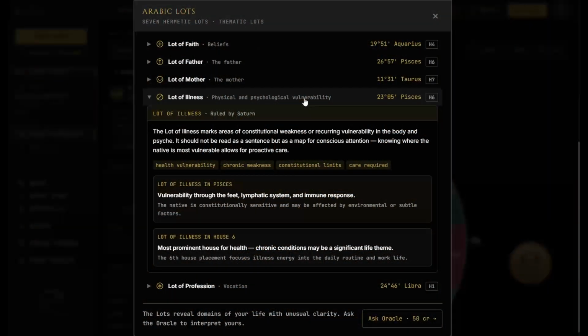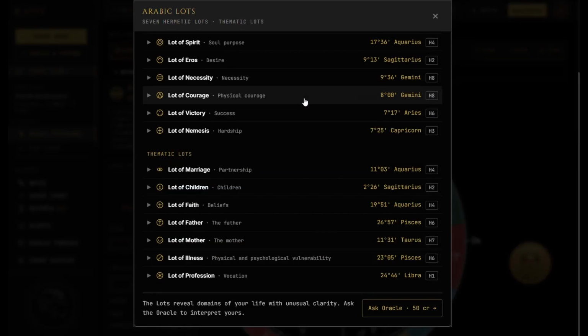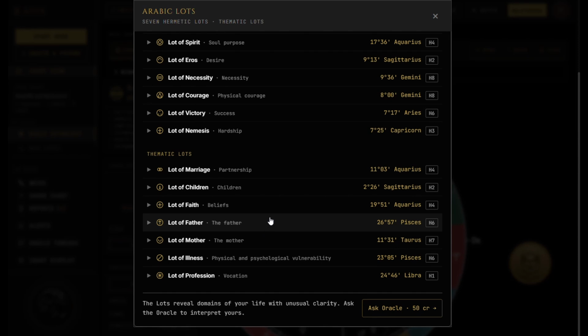The traditional astrologer reads these distinctions carefully when advising on constitutional health. All 7 lots of marriage, children, faith, father, mother, illness, and profession, calculated correctly with proper sect inversion, are in RADIX's Lots tab from the moment you enter your birth data.